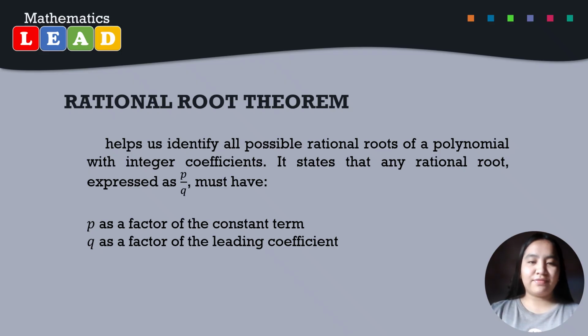Last, we have the rational root theorem. It helps us identify all possible roots of a polynomial with integer coefficients. It states that any rational root expressed as p over q must have p as a factor of the constant term and q as a factor of the leading coefficient.